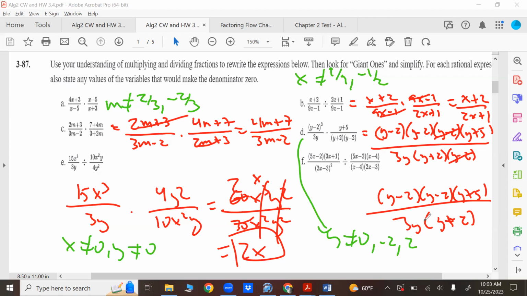Wait, which one was 2x? Was that for E? E is 2x. Really? Oh. Yeah, I think so. What do you have? I got a big number. You flip? Yeah, I did. And then you do 15 times 4 and 10 times 3? 60 over 30? No, I didn't do that. Okay. All right, questions? We're good? All right.